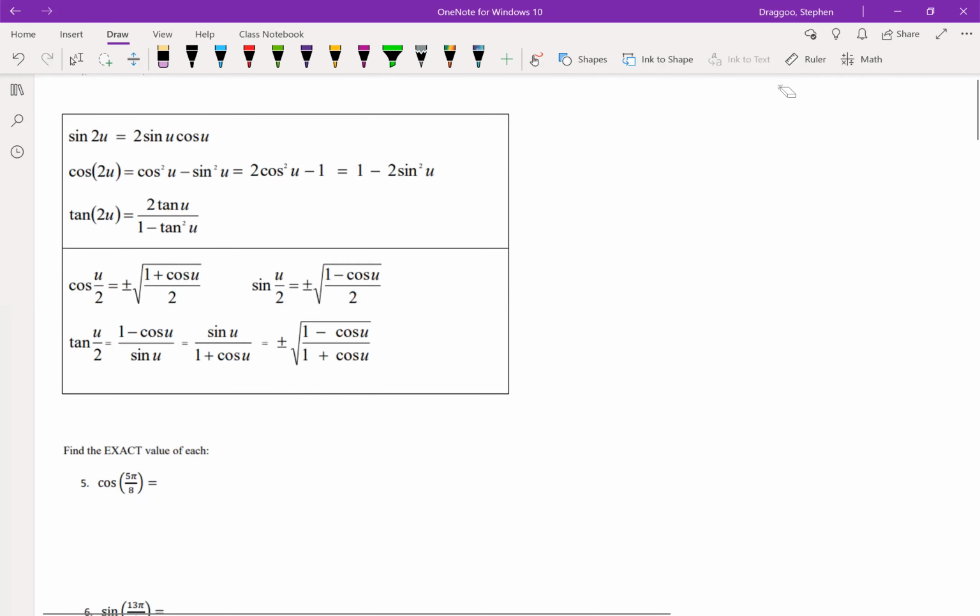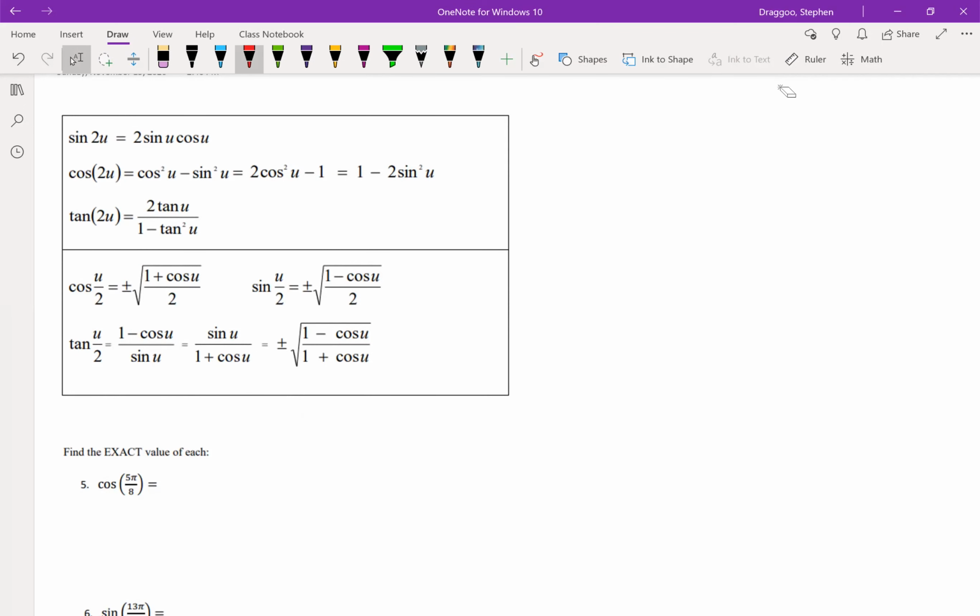So, first thing I'm going to do is actually identify which quadrant 5 pi over 8 is in. Well, 5 over 8 is less than 1, so 5 pi over 8 is less than pi. And also 5 over 8 is more than 1/2, meaning 5 pi over 8 is greater than pi over 2, which means that 5 pi over 8 should be located in the second quadrant.